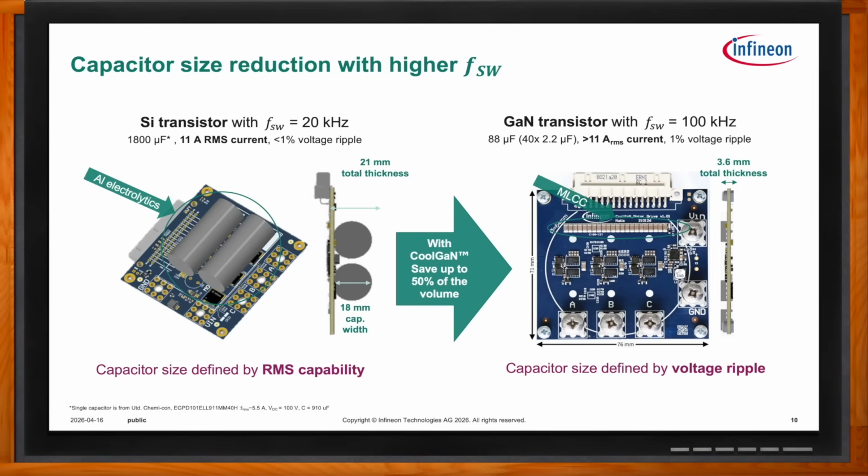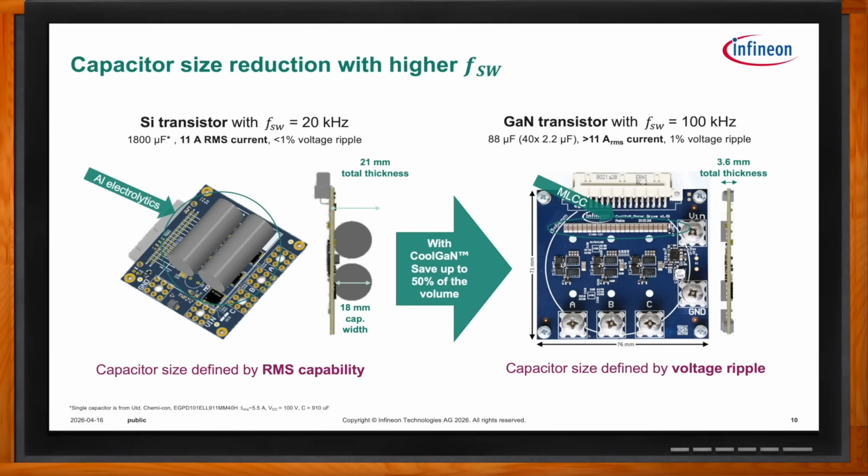Now I go to the right-hand side. I've gone up 5x in frequency with GaN, and we'll compare the switching losses a little bit later, but the thing is 100 kilohertz versus 20 isn't 5x more loss. Because I'm using GaN, I gain some benefit, a significant benefit just from that.